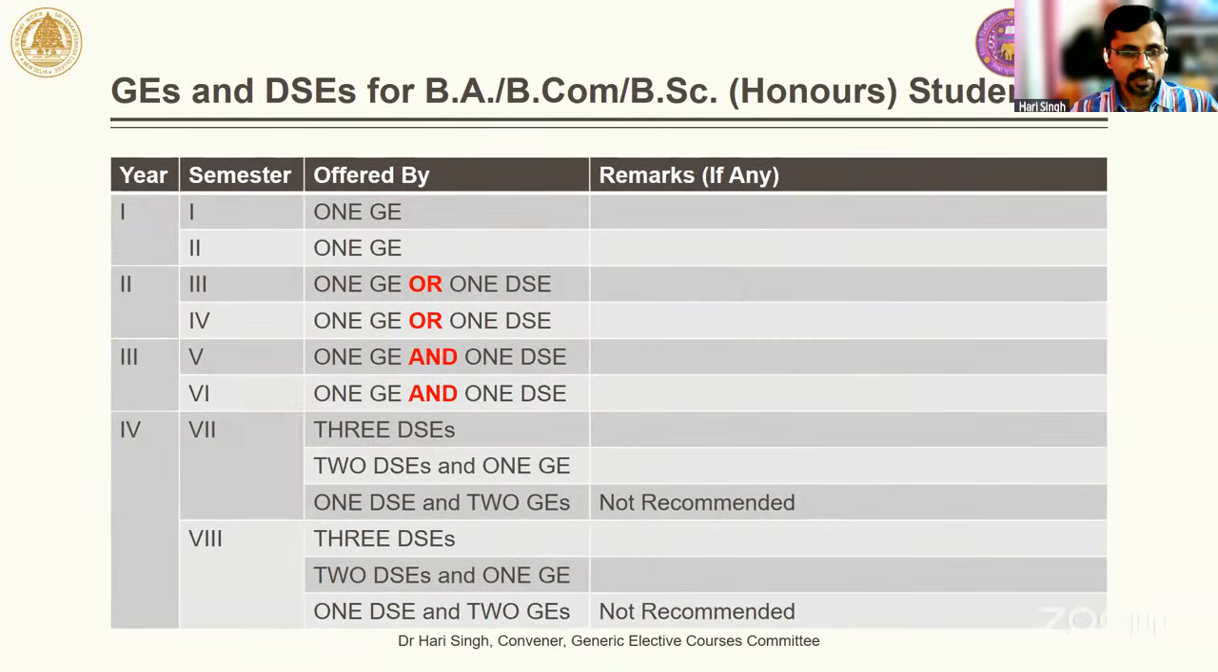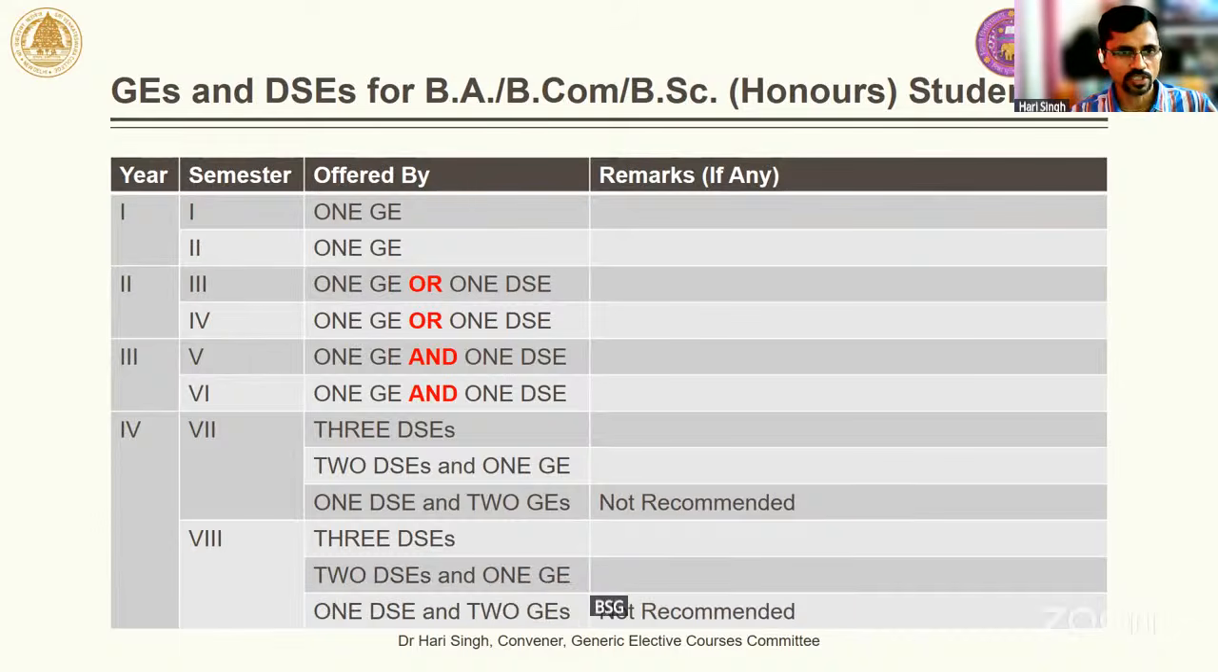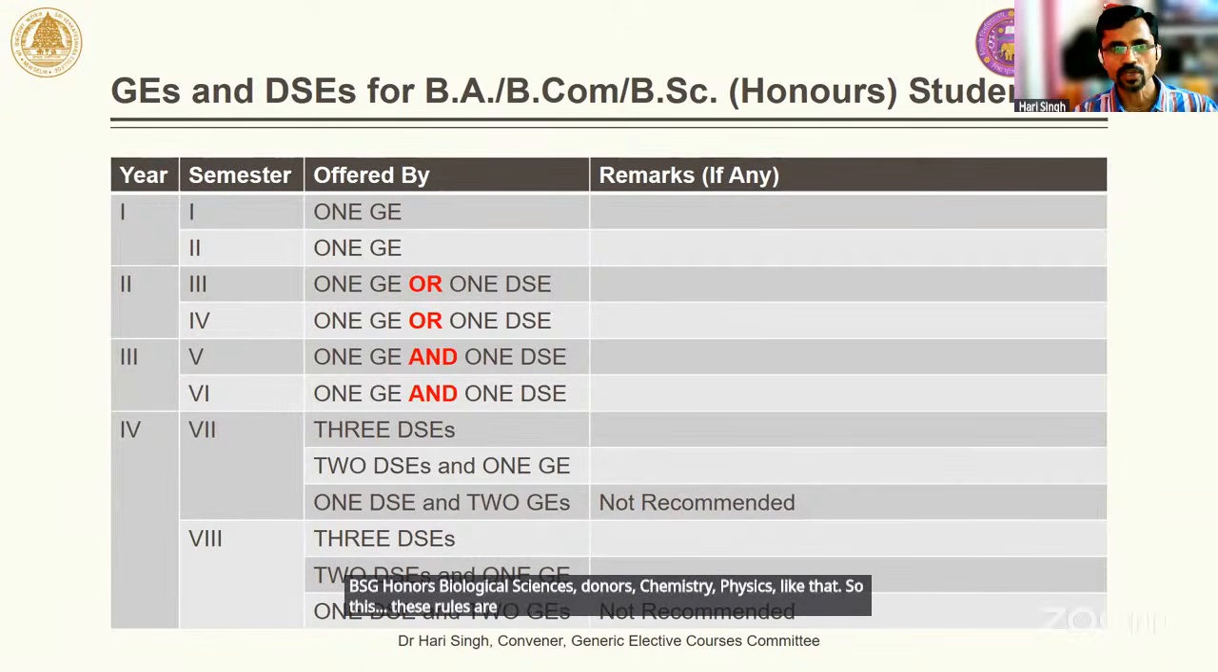Now the number of GEs (generic electives) or DSEs taken by students is different for different programs. Right now I'm talking about GEs and DSEs for the BA, BCom, BSc honors students, those who are in BA honors economics, BA honors history, BSc honors biological sciences, honors chemistry, physics, like that. These rules are not applicable to the program courses.